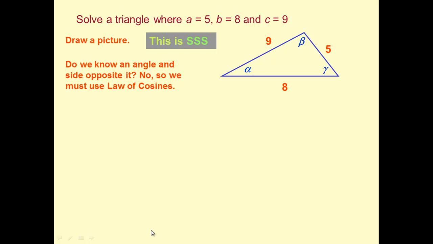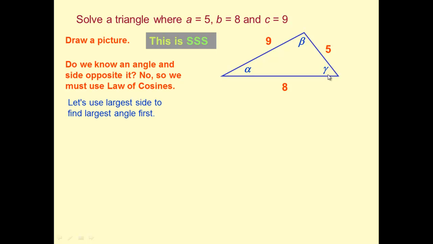Now here's a hint. When you do these with the side, side, side case, and you use the law of cosines to find an angle first, you want to find the largest angle first. So you're going to look for the opposite side, or the longest side. In this case it's 9. Go to the angle that's opposite, gamma. That is the angle that you're going to find first.